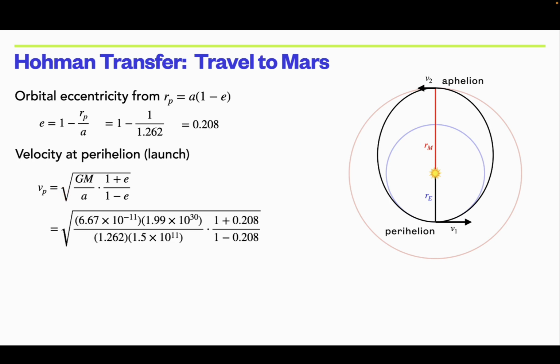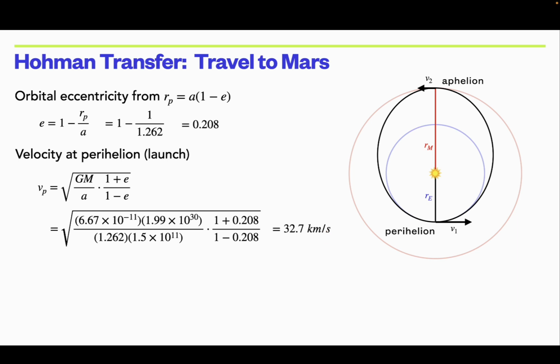So we're plugging in the mass of the Sun, which is 1.99 times 10 to the 30th kilograms. Now, you have to be careful here. In this equation, everything has to be in MKS units. So you have to plug in G in MKS units, the mass of the Sun, and the semi-major axis also has to be in MKS units. So it's 1.262 AU, but then 1 AU is 1.5 times 10 to the 11th meters. So this is the semi-major axis in meters. And so when you do that, you get 32,700 meters per second, and then I converted it to kilometers per second.